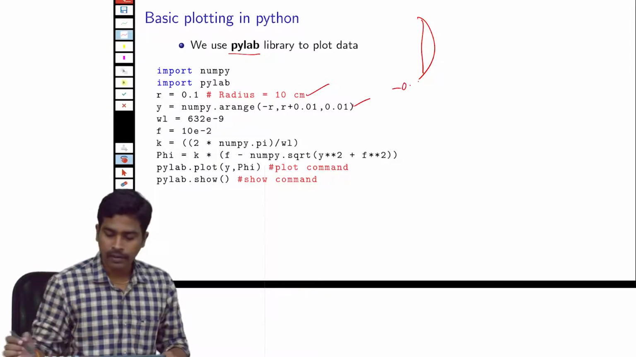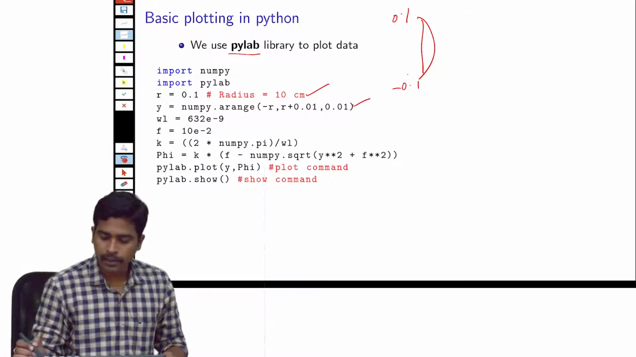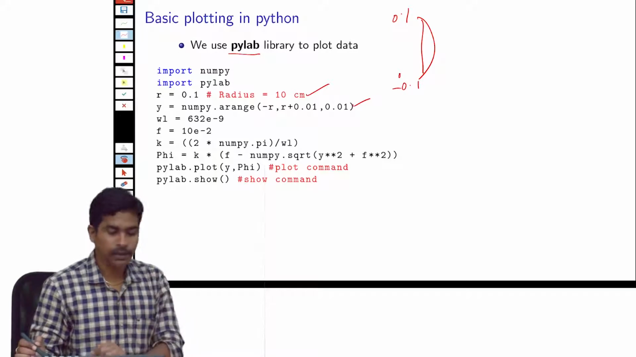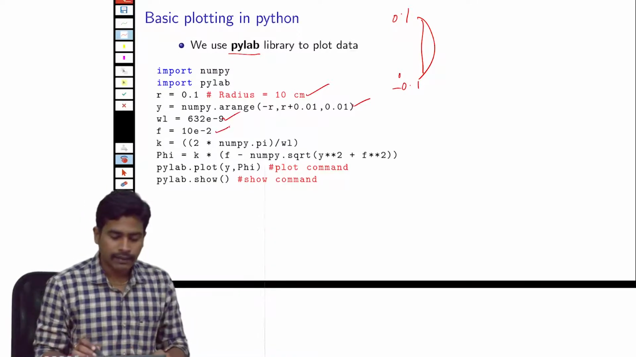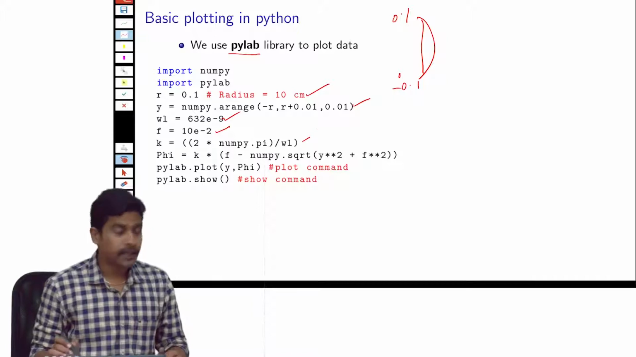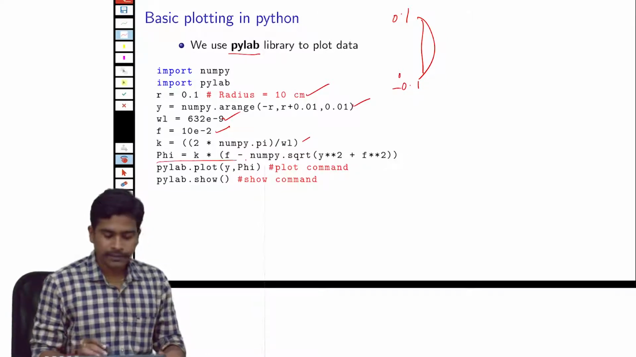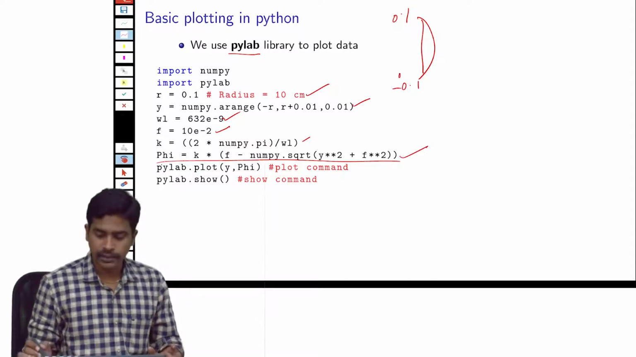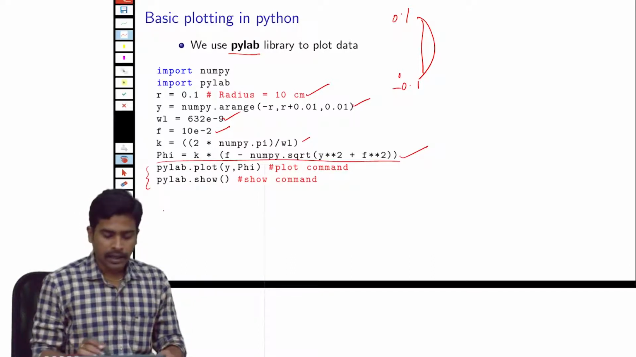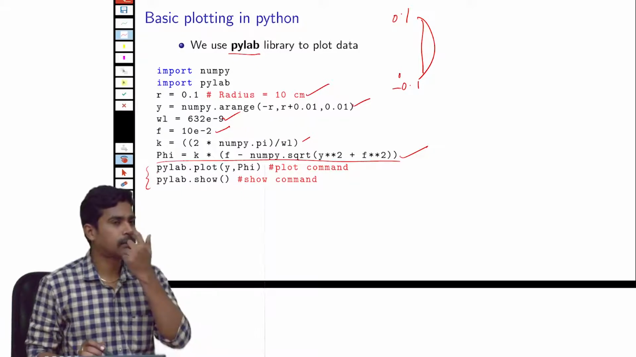Okay, so what I am doing here is from minus 0.1 to plus 0.1, I am sampling with a spacing of 0.001. The wavelength is 633 nanometers, and the focal length is around 1 micrometer, and k again is the wave vector, 2 pi by lambda. Using NumPy we can write the phase equation in just one expression. And these are the two main commands that we use to plot this data.